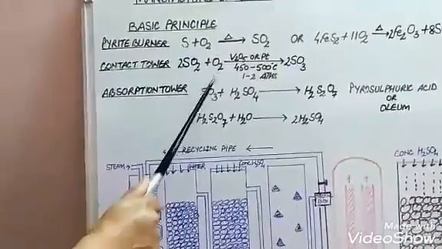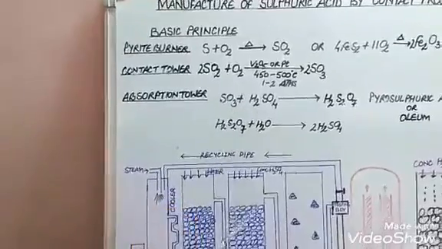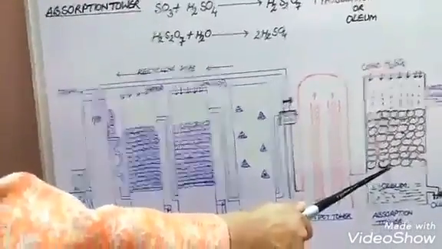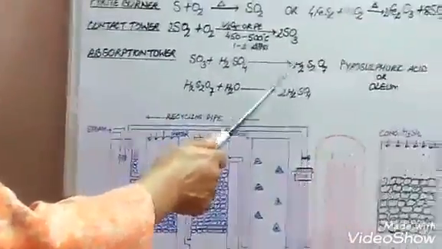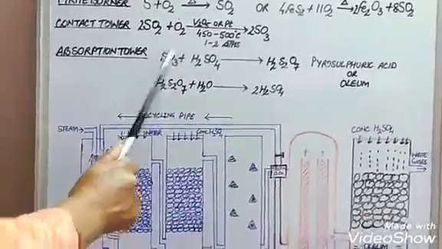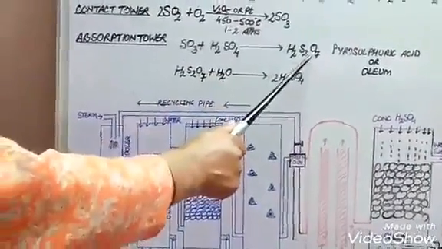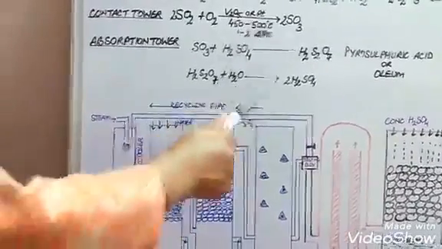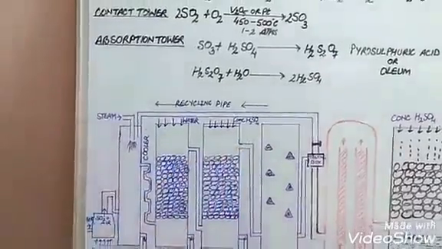Sulfur trioxide is not dissolved directly in water because it is less soluble in water, and moreover a large amount of heat is evolved. Therefore, it is first absorbed in concentrated sulfuric acid to form oleum, and then this oleum is treated with water to get concentrated sulfuric acid.